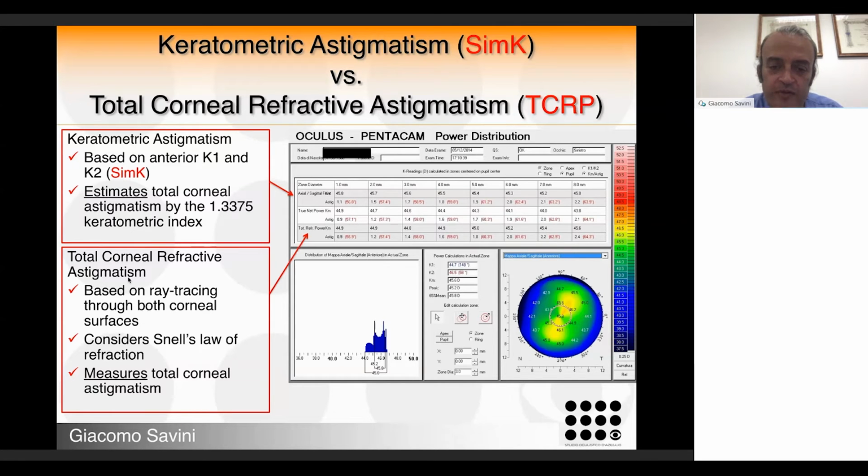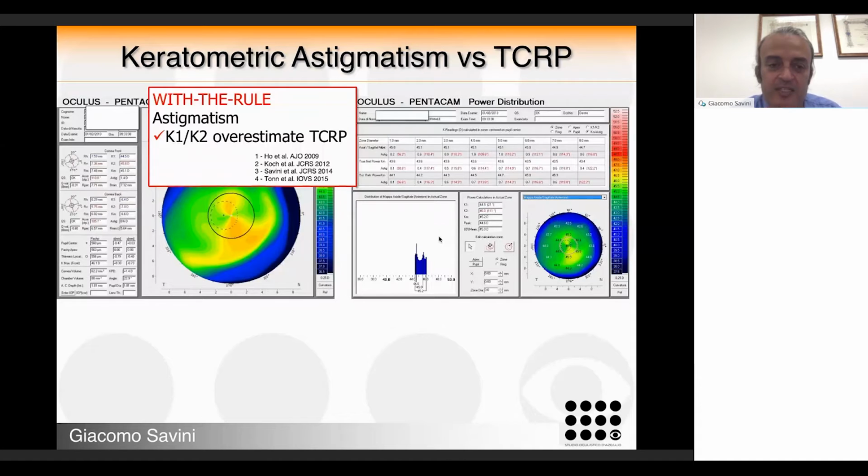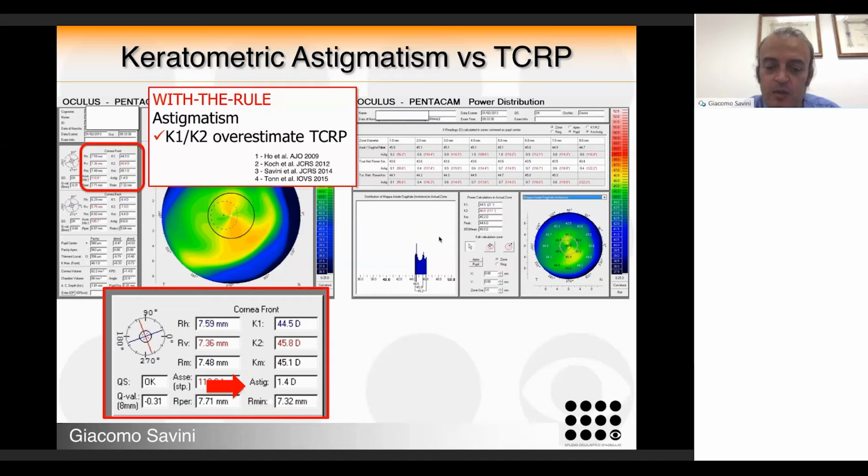You see here both measurements. We know there have been several studies about posterior and total corneal astigmatism. We know that the posterior steep meridian is almost always vertically aligned, and such alignment generates an against-the-rule astigmatism, which partially compensates anterior with-the-rule astigmatism and increases anterior against-the-rule astigmatism. Just an example where you see that K1 and K2 here show you an astigmatism of 1.4 diopters in an eye with with-the-rule astigmatism.